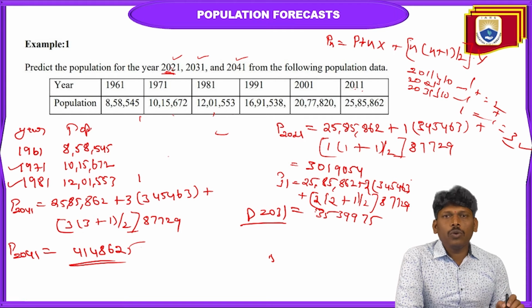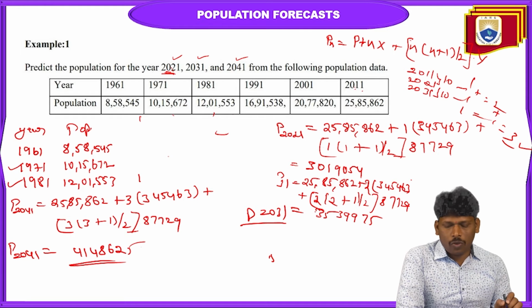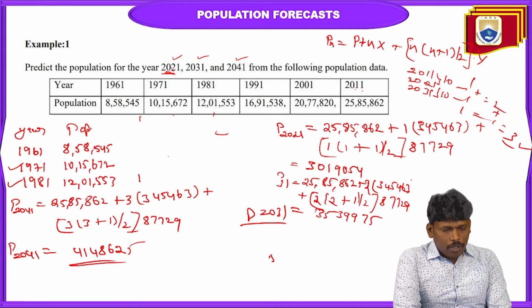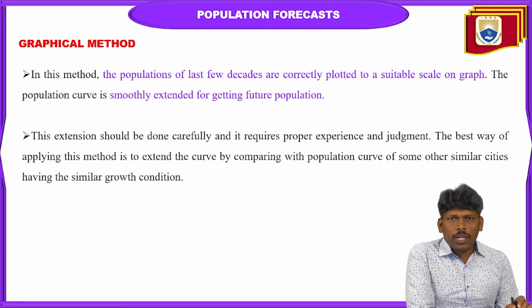So in order to calculate the population forecast using the incremental increase method, we are supposed to do the arithmetical increase method first. This method is simply an extension of that one. Then after this we'll discuss the graphical method. So it is very simple actually.